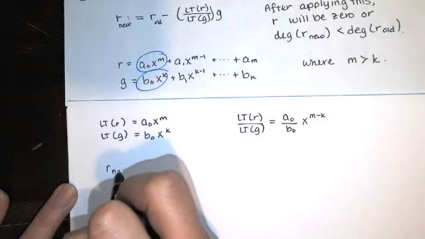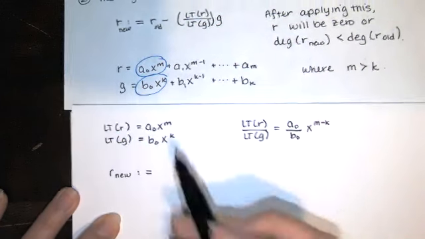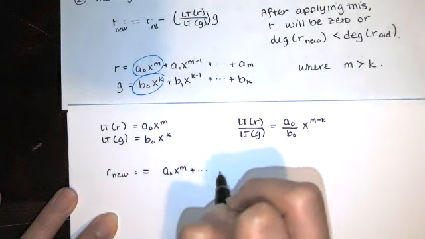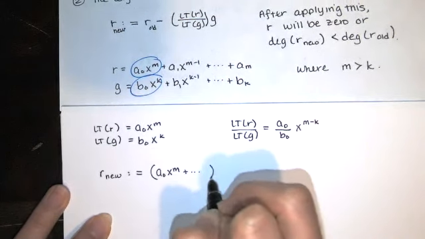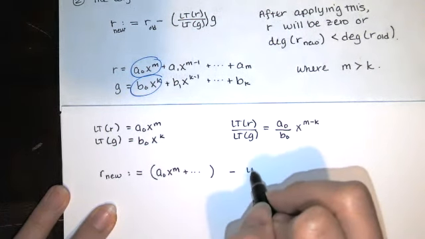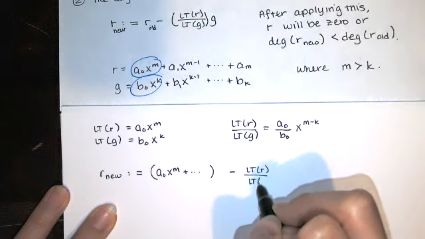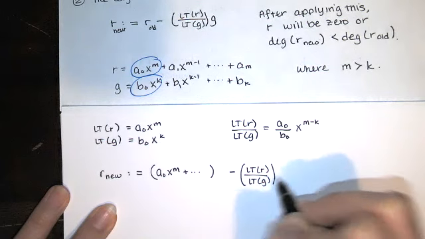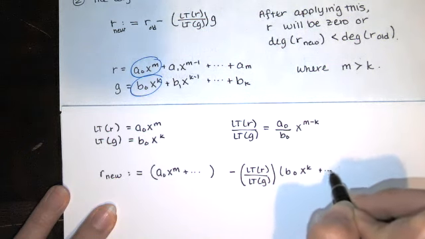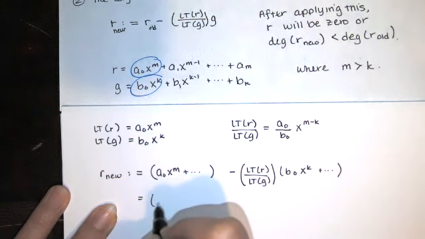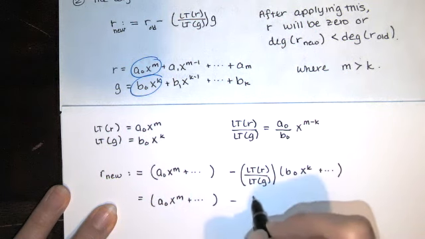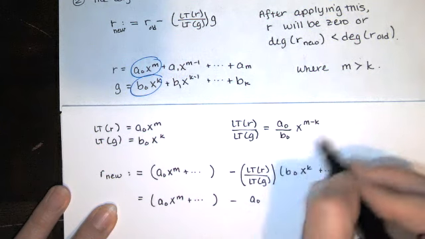Let's see what happens. Our new r is equal to the old r, which was a sub 0 times x to the m, and so on, minus the leading term of r divided by the leading term of g times g. Well, g is this b sub 0 times x to the k, and so on, and see what happens. This is actually equal to that.